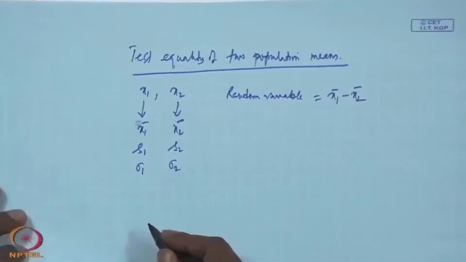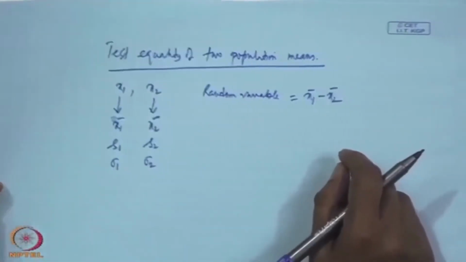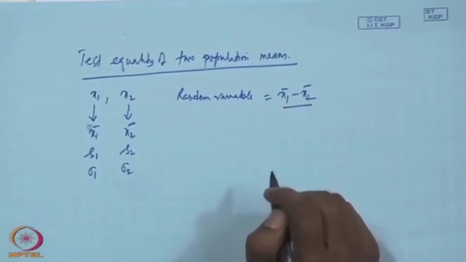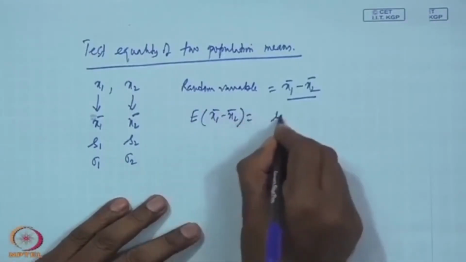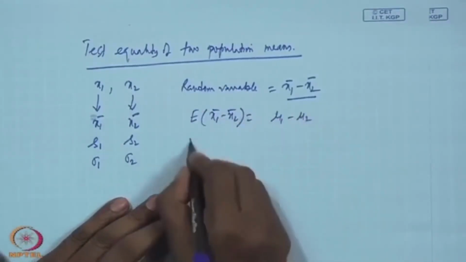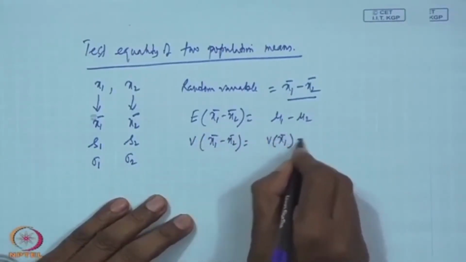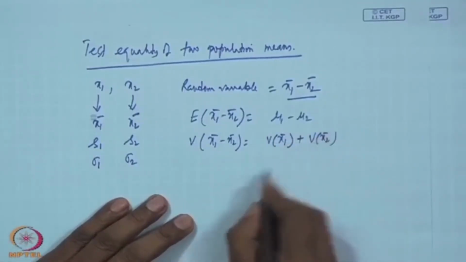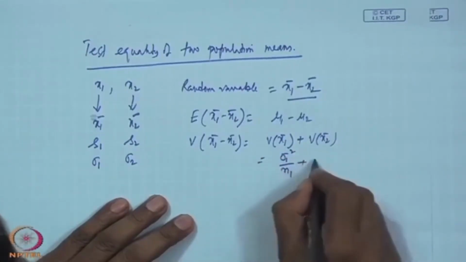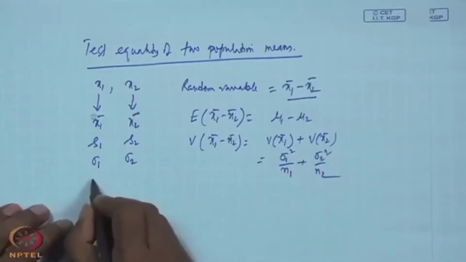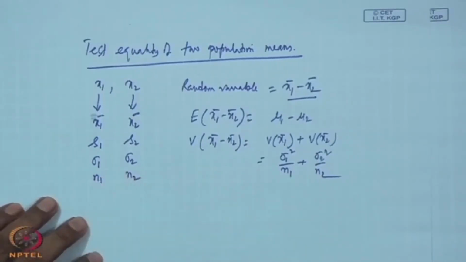You recollect your lecture on test of equality of two population means under univariate situation. This is a random variable. Now, this random variable has an expected value, that is mu 1 minus mu 2, and there will be variance. You have seen that this is variance of x1 bar plus variance of x2 bar, that is sigma 1 square by n1 plus sigma 2 square by n2, where n1 is the sample from population 1 and n2 is the sample from population 2.